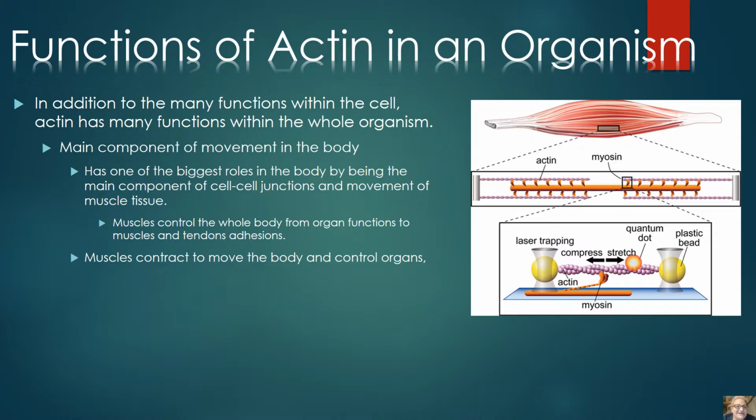So muscles and tendons and bones, that adhesion, if it didn't happen, or if it didn't have actin, it wouldn't happen. And our muscles wouldn't move. We wouldn't even have muscles. It would just be flappy. We wouldn't have them because there wouldn't be actin filaments holding them together.